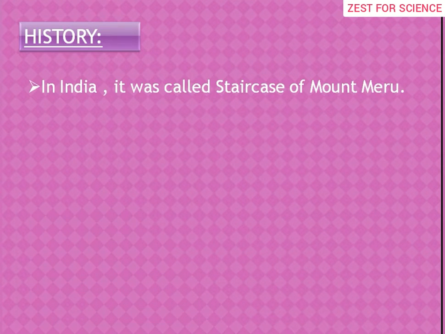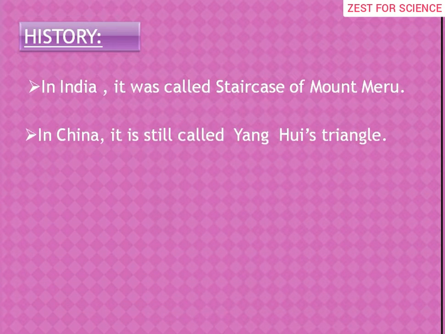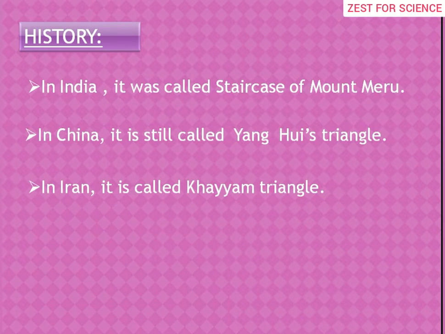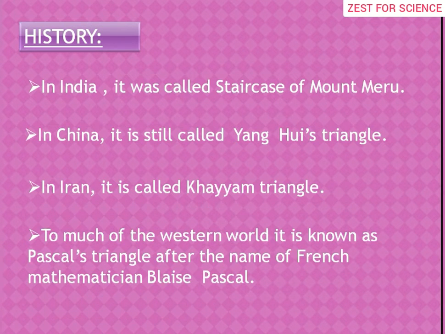In India, it was called Staircase of Mount Meru. In China, it is called Yang-Hui's Triangle. In Iran, it is called Khayyam Triangle. To much of the Western world, it's known as Pascal's Triangle after the name of French mathematician Blaise Pascal. Actually, Pascal had a lot of contribution to this triangle.